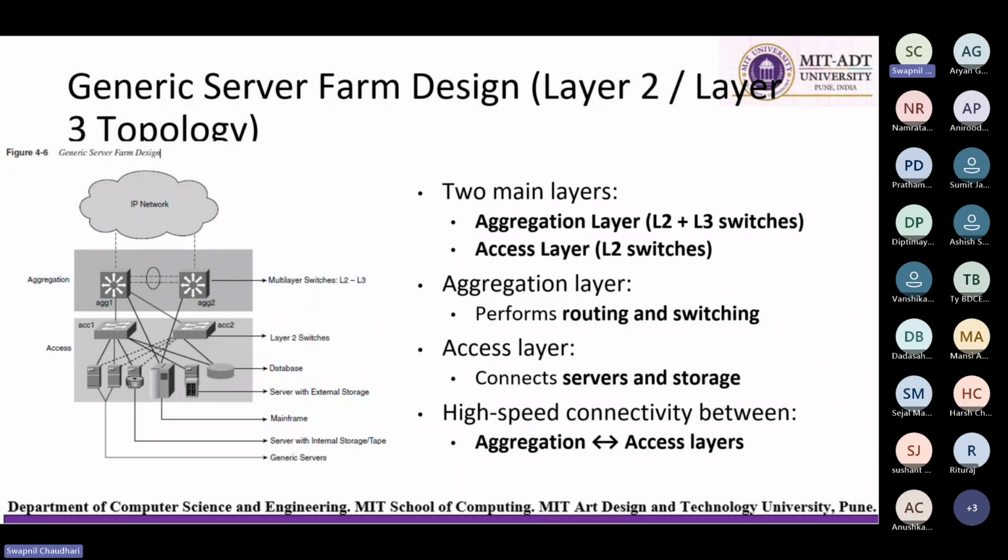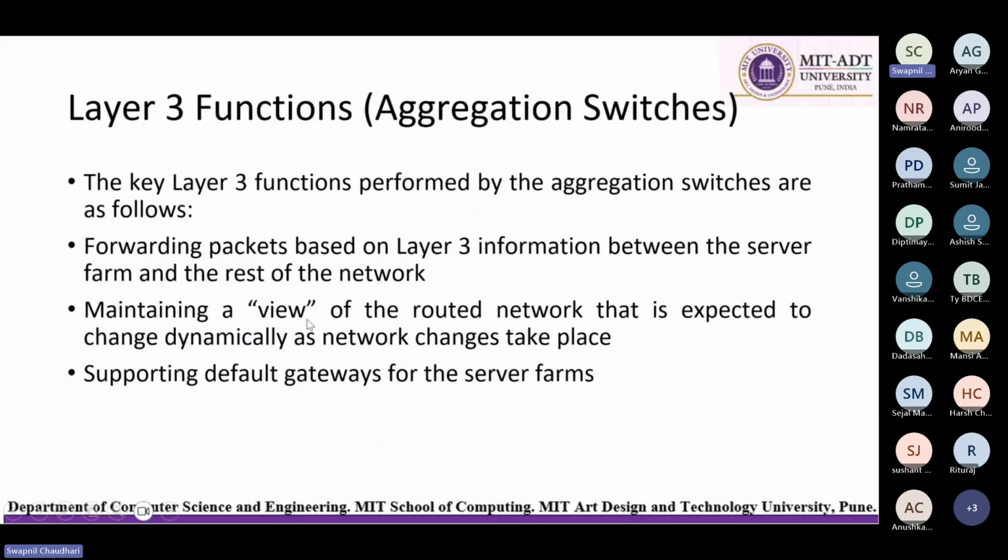Okay. Now let's discuss these two layers, layer 2 and layer 3, in detail. What are the layer 3 functions? Let's focus on the layer 3 functions performed by the aggregation switches, which are very important in data center topology. First, packet forwarding. When we talk about packet forwarding, there comes layer 3 routing.